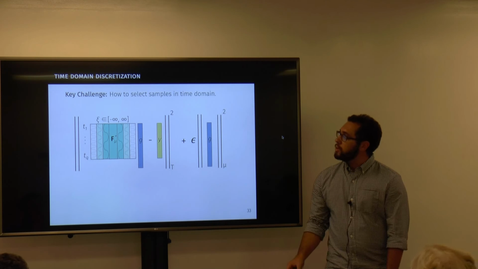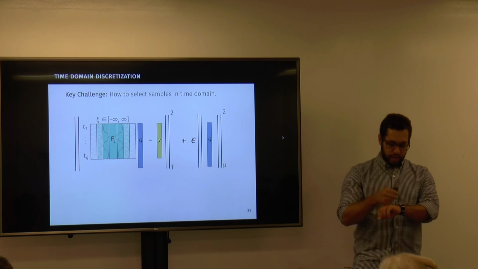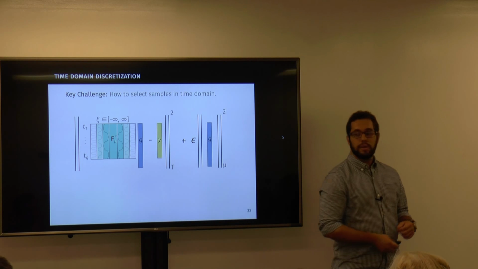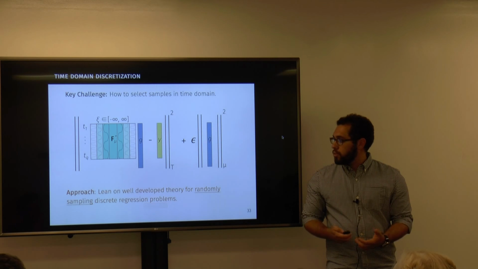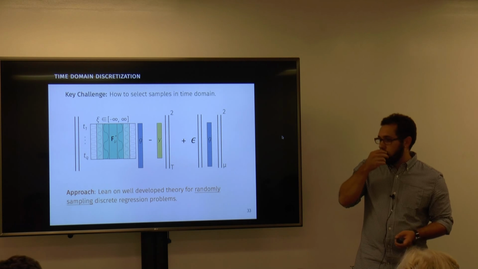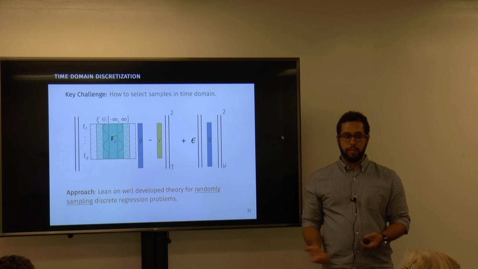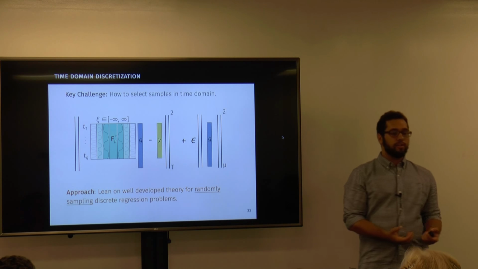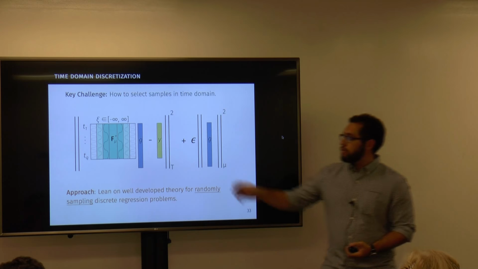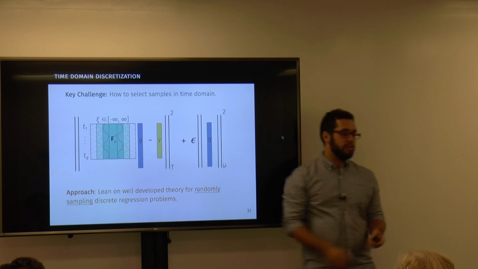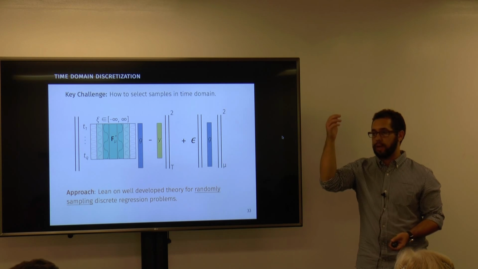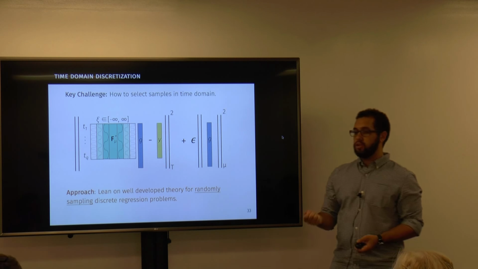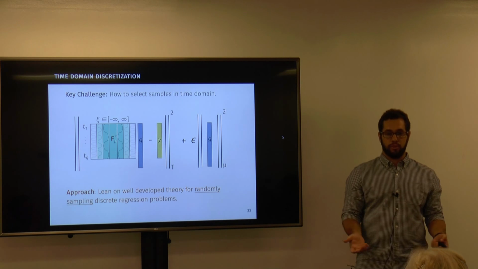Okay, so how do we select points in the time domain? It turns out that this reduces to problems that we've already learned how to solve very well for discrete matrices. It's exactly the same question: forget that the frequency domain is continuous. If I just had a discrete regression problem, how do I sample rows from that regression problem to get a good approximate solution to the original regression problem?